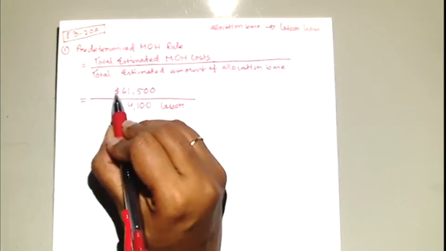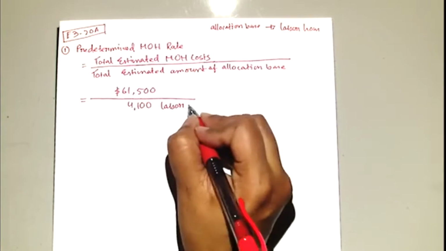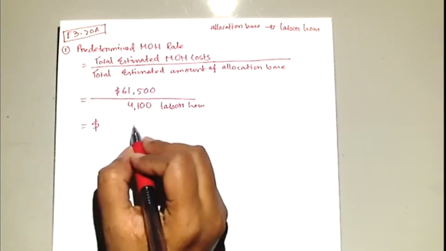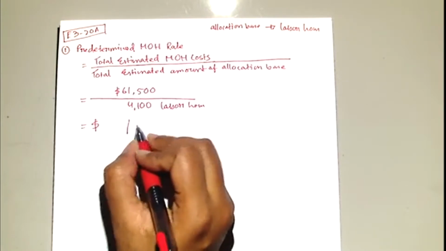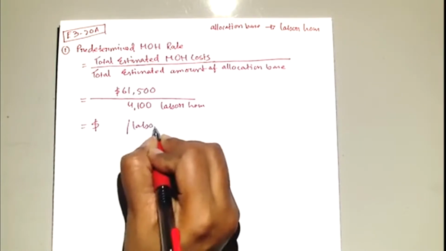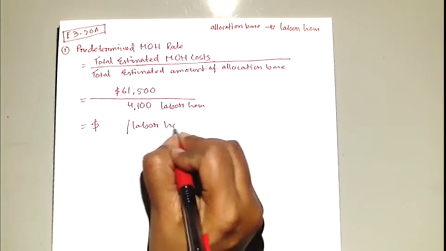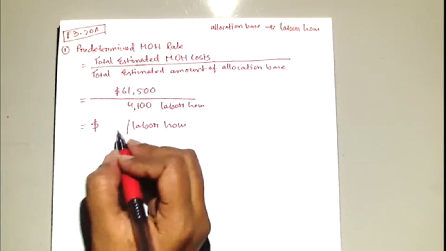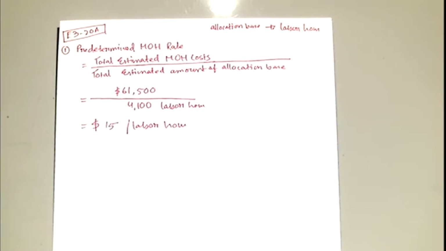So your numerator is dollars, your denominator is hours. So you cannot cancel it out. So we're going to say dollars per labor hour. That means per labor hour. And your rate is how much? Quick, very quick. 15, excellent. So that means if your labor works for 1 hour, your allocated manufacturing overhead will be $15. So this part is simple.